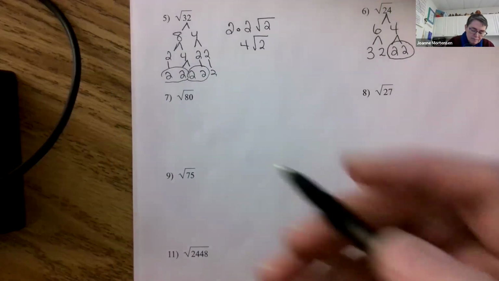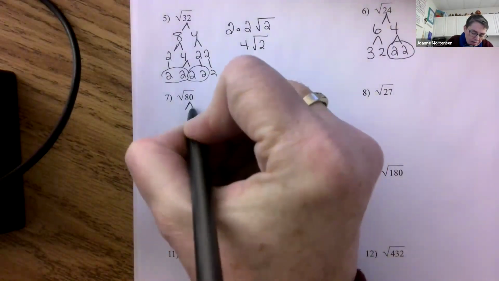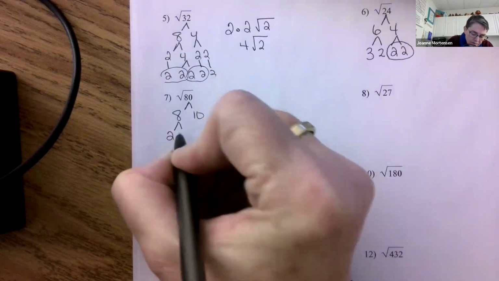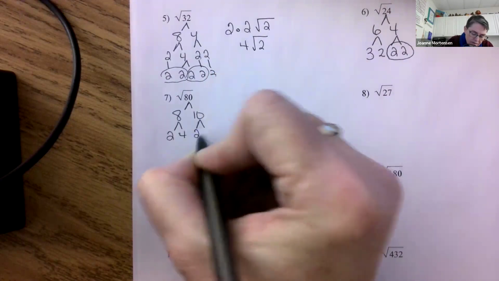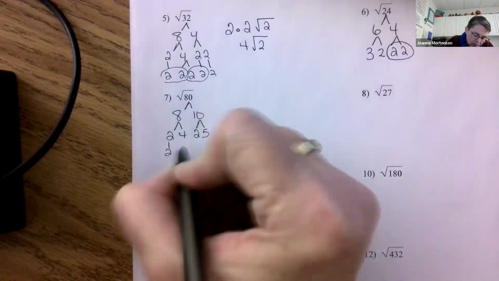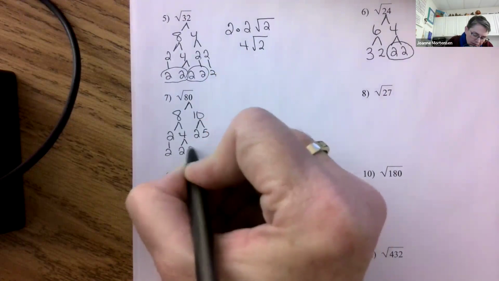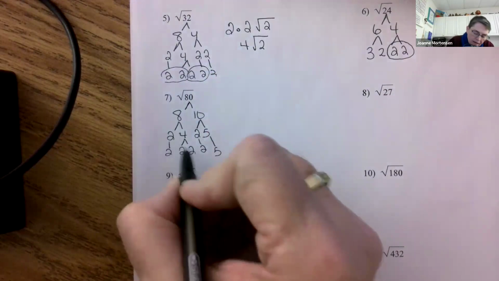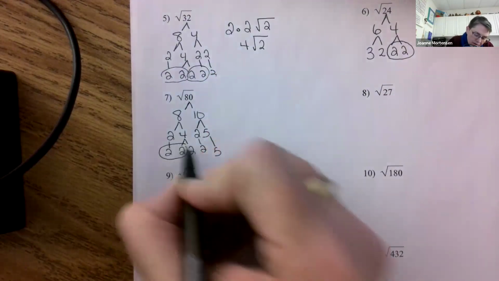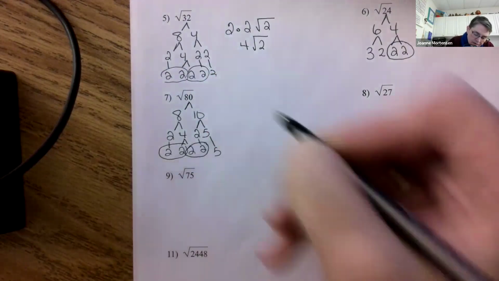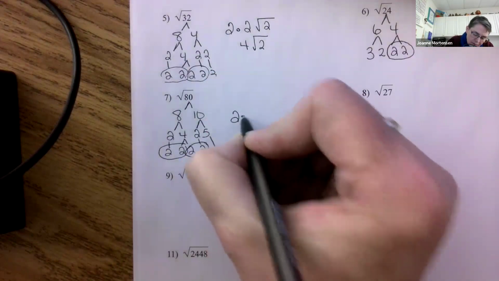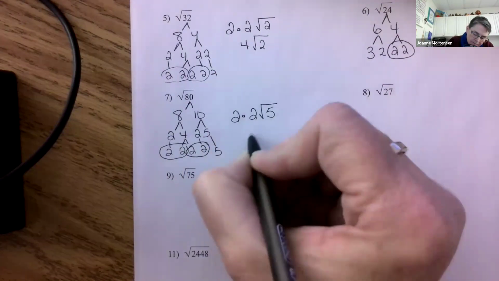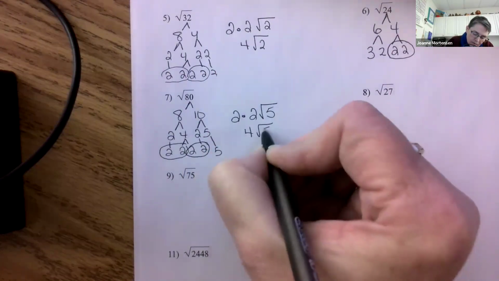All right, 8 times, yeah, 8 times 10, that'll work. 2 and 4, 2 and 5, and a 2, and a 2, and a 2, and another 2, and a 5. And now we have a pair, and a pair. So one from the first pair, one from the second pair. So it's going to be 4, 5.